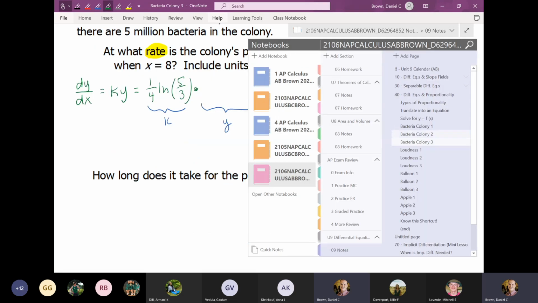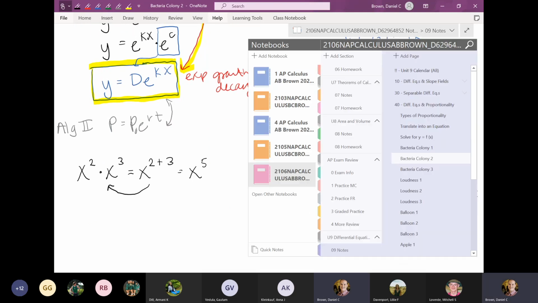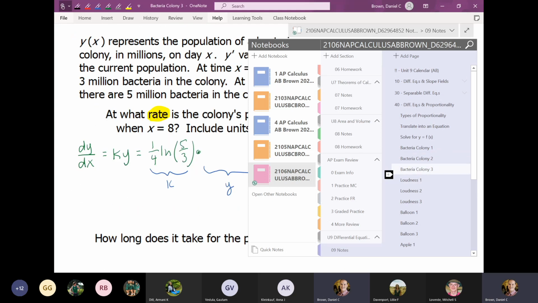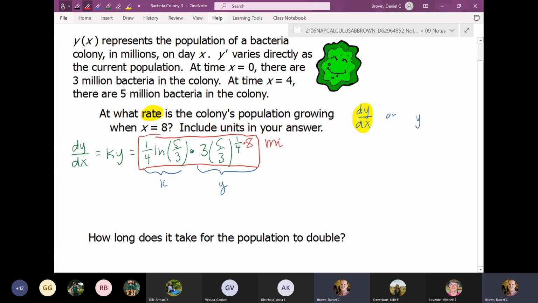times the y. So there's the k, and I'm going to go back and plug in the y. I'm going to use the simplified version of the y, 3 times 5/3 to the 1/4 of x. And I'm going to plug in what x is. x is 8. Could simplify that. Could also just punch that into my calculator. I'm going to be lazy and say, that is my number, whatever number that is. And then let's slap on some units. This is a rate. So the population is measured in millions of bacteria.